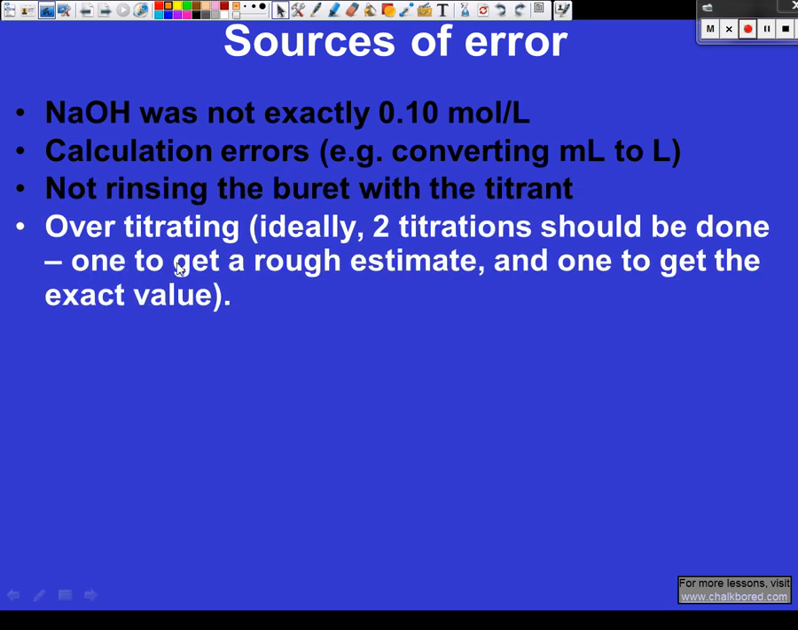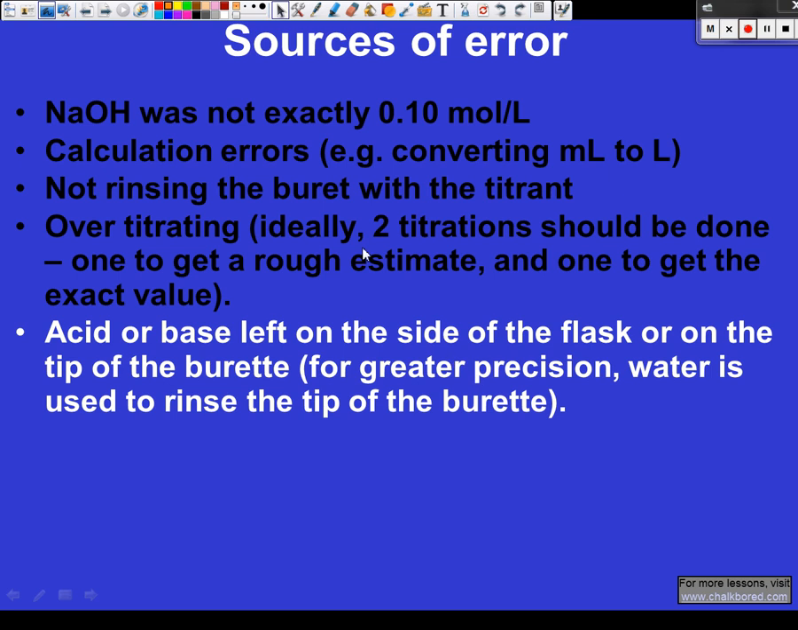Well, over-titrating, again, what does over-titrating mean? Too many drops. Okay? Ideally, 2 titrations should be done, 1 to get a rough estimate and 1 to get the exact value. Again, normally we will do that just to make sure that our numbers match. Acid or base left on the side of the flask or on the tip of the burette. For greater precision, water is used to rinse the tip of the burette off. And basically what that means is, what happens if one of the drops accidentally sticks to the side of the flask?